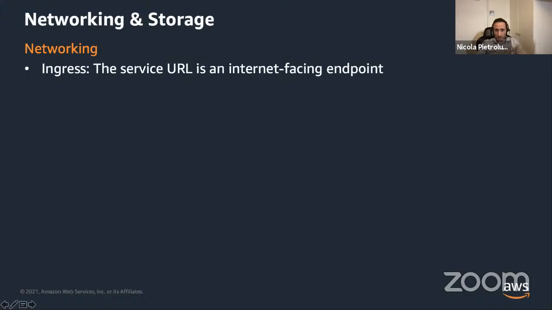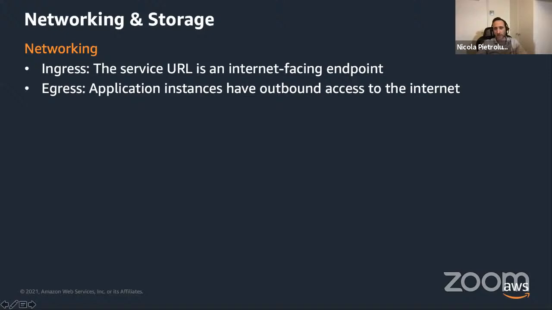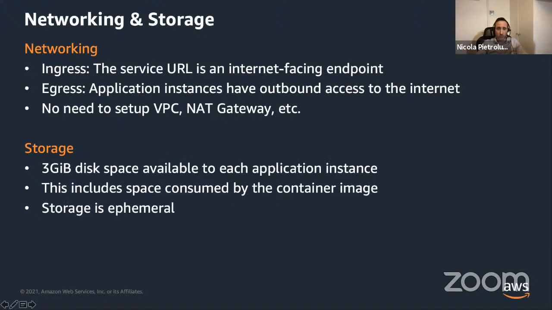So in terms of networking, we already saw that App Runner basically creates a service URL, an internet-facing endpoint. The egress, in terms of outbound communication: the application instances have outbound access to the internet. So you don't need to set up a VPC, a NAT gateway, and so on. Also, what about the storage? Each application instance has 3 GB of disk space, and this includes space consumed by the container image. So, for instance, if I have a container image that is 1 GB, I'm going to have 2 GB left. The storage is also ephemeral.